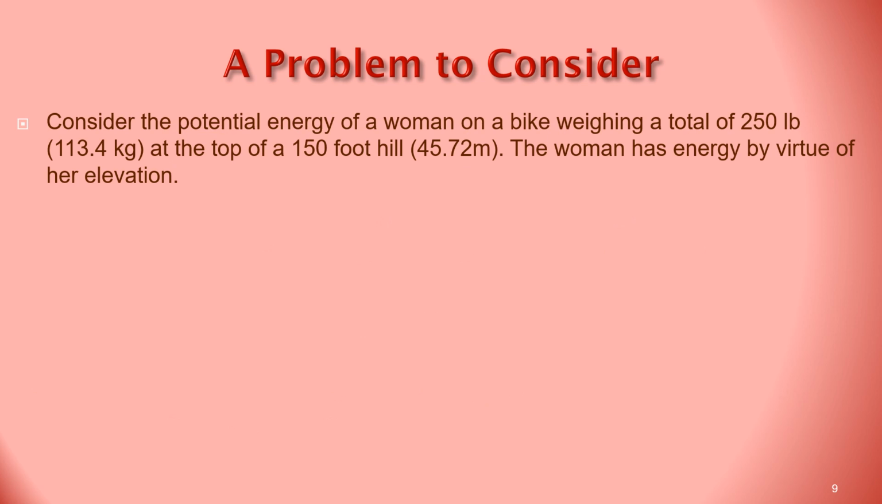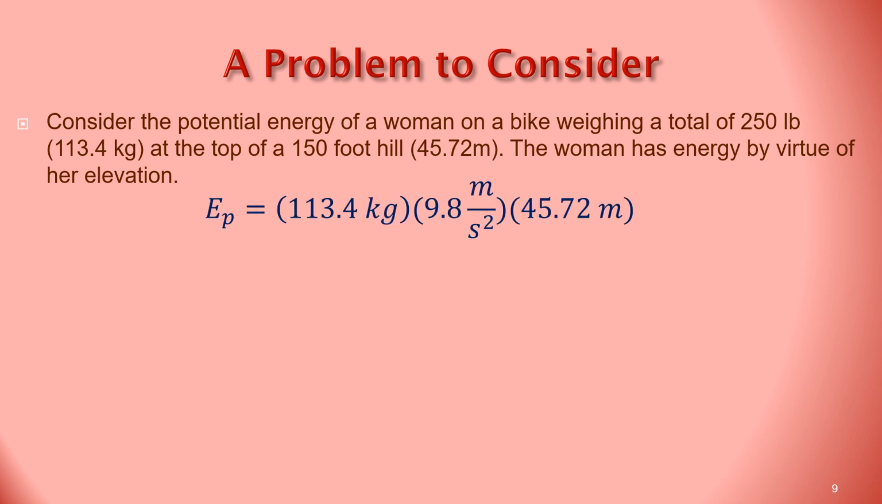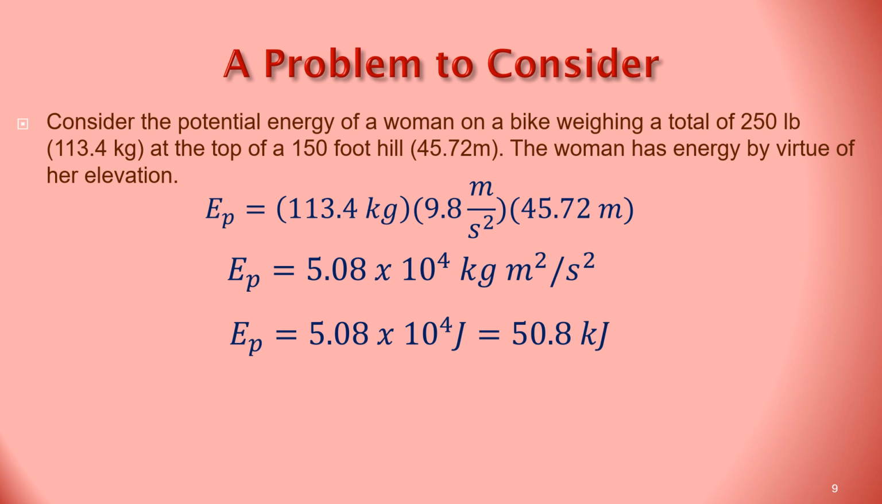So let's do a real quick example. Consider a woman on a bike weighing a total of 250 pounds, or in other words, 113.4 kilograms. And she is standing at the top of a hill that is 150 feet high, or 45.72 meters. How much energy does she have by virtue of her elevation? Potential energy is equal to mass times the gravitational constant times the height. So if we multiply that out, like I said, we get kilograms times meters squared per second squared, which are the same as joules, or we can convert that to kilojoules if we have a big number.